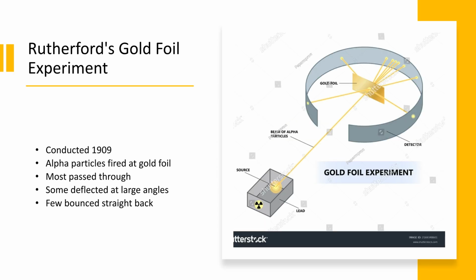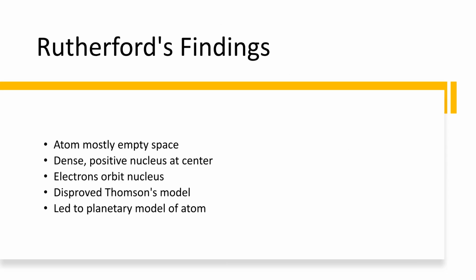In 1909, Rutherford conducted the gold foil experiment. Alpha particles were fired at gold foil. Most passed through, some deflected at large angles, and a few bounced straight back. Rutherford's findings showed that the atom is mostly empty space, with a dense, positive nucleus at the center. Electrons orbit this nucleus. This disproved Thomson's model and led to the planetary model of the atom.